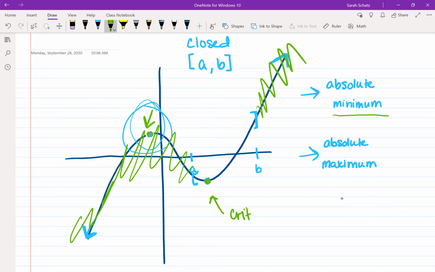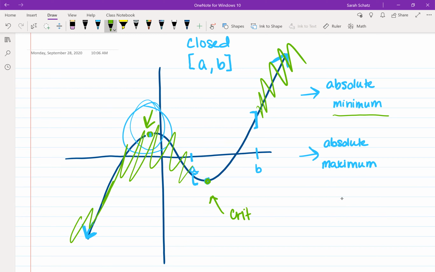So, can you see from this picture why I don't really have to test this value and this value and this value and this value to see if they're the lowest or the highest in the interval? You guys, anything in between a critical point and an endpoint is not going to be your absolute min or max. Your only choices are critical points or endpoints. So I can see that my minimum is happening at this critical point just because I'm looking at a picture and I can see that this is where the lowest y value in the interval is.